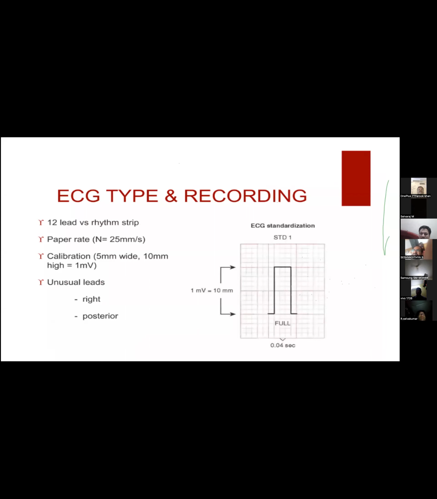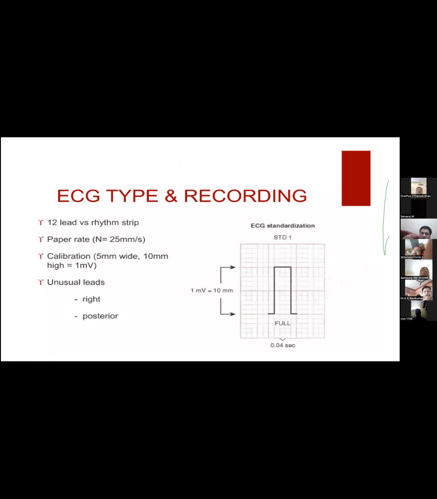See here, in every ECG, either in the left corner or on the right side, you will have this box-like feature. When you have a 5 square width and 2 big boxes, that is 10 small squares in height, that is a normal standardization. This is what the ECG paper is calibrated to record the ECG.